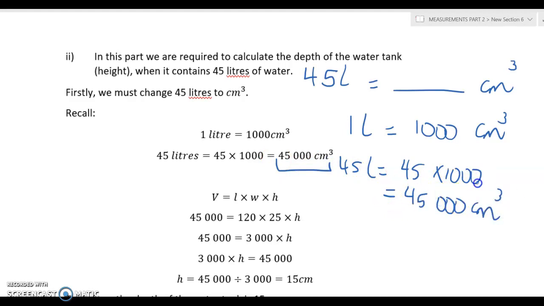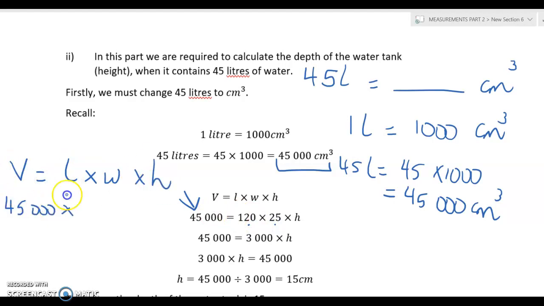Right? Now, we are required to find the depth. Depth is height, right? We want to know the height when the container has 45 liters. So right now, the volume is just 45 liters, which is 45,000 cm cubed. And that is equal to the length, which remains the same, and the width. So volume equals length by width by height. Our new volume is 45,000.